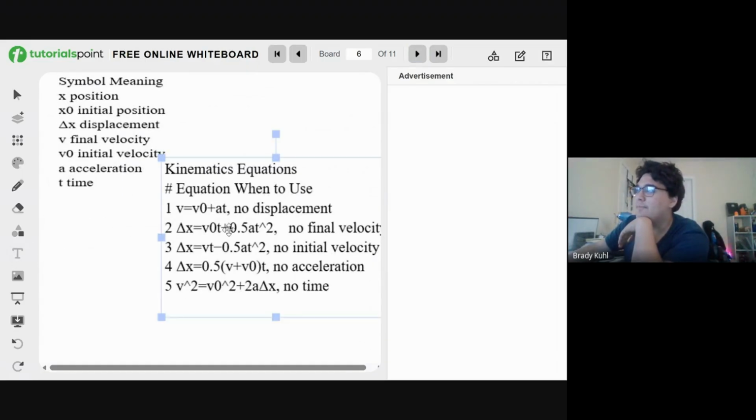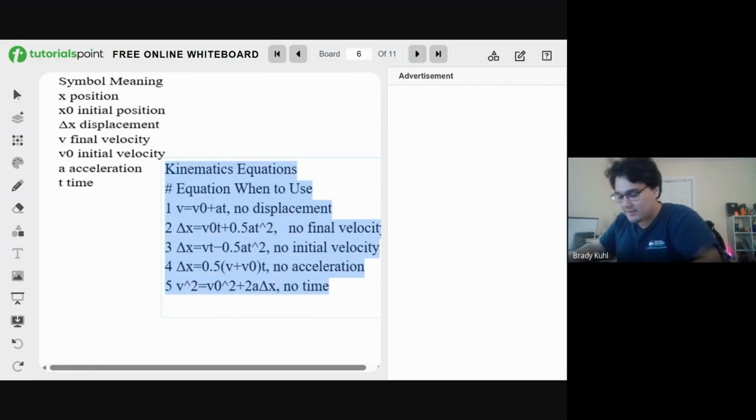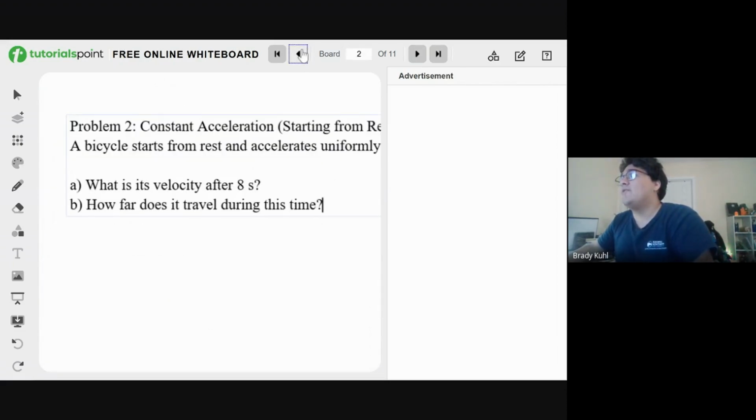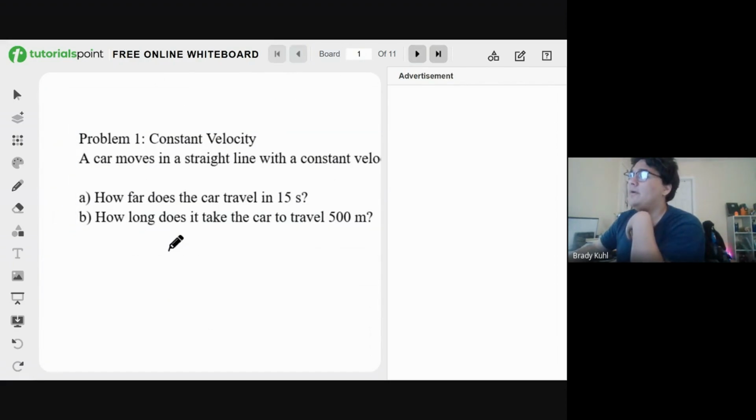Okay, now I want to try to be quick about it. We're going to solve from problem to problem. Problem 1 will be constant velocity.